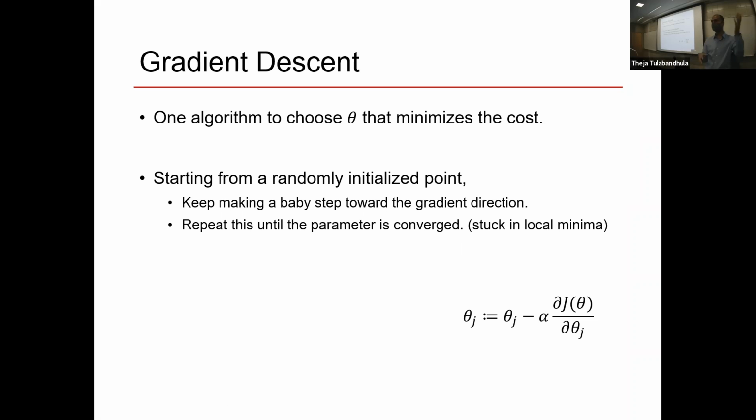You start from some random point and do this kind of black box gradient step, and we'll talk about the gradient step now. Repeat until the parameter converges just means that if I take one more gradient step, the parameter is not changing much.